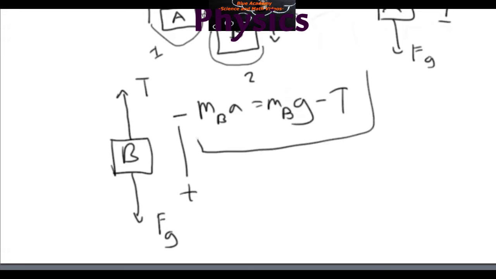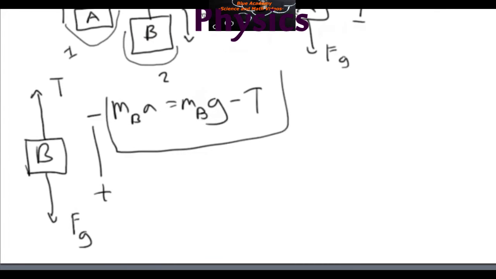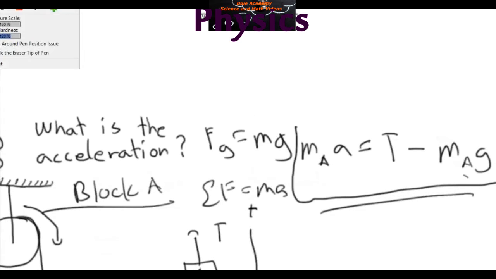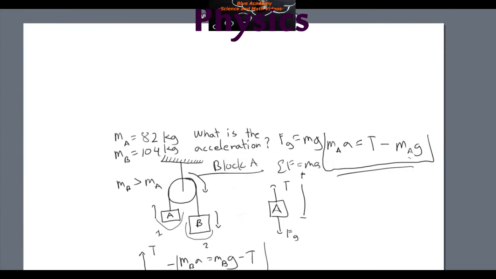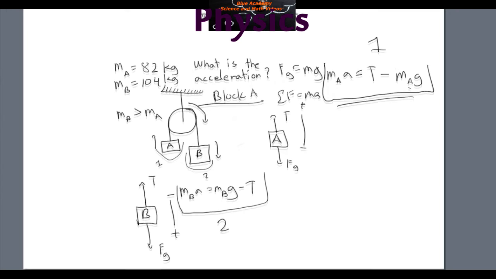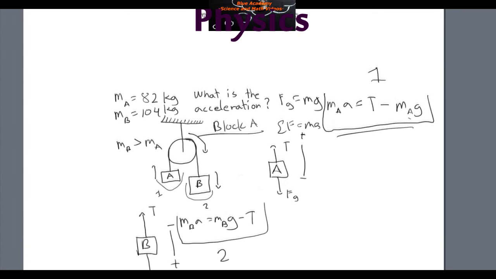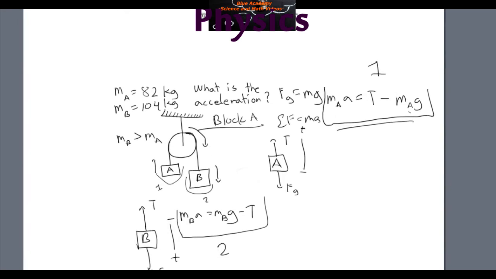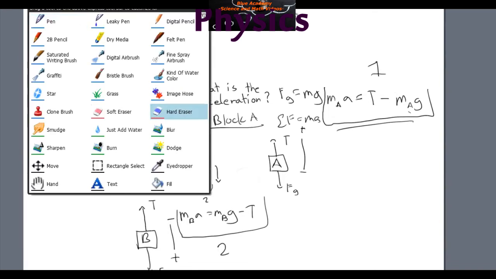Now we have two equations. I'm going to zoom this out for clarity. There you go. Right here we have equation number 1, and this right here is our equation number 2. Now we are going to add these two equations to get the final solution. I'm running out of space here, so let's erase some of these parts that we don't need anymore.